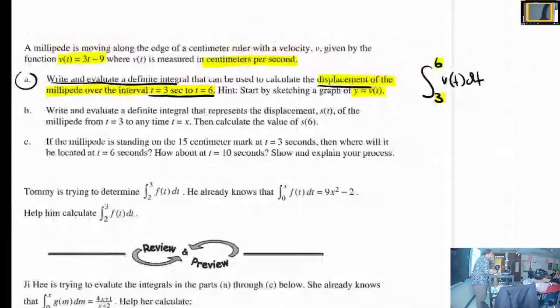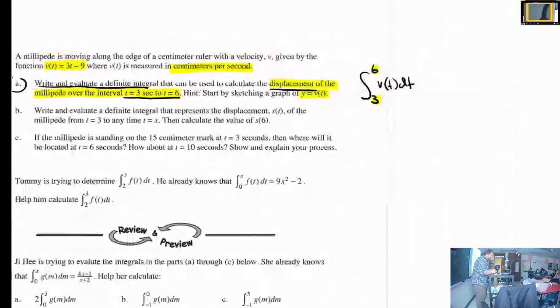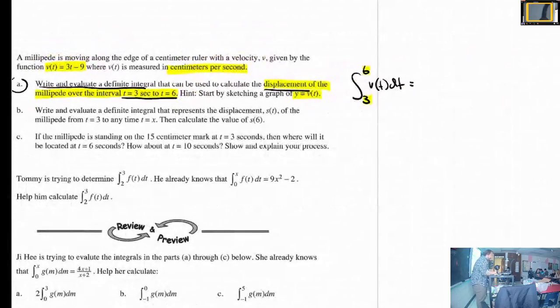We're also going to evaluate this, so let's go. Right now, again, we don't really have any tools for this other than the vague formula that's starting to form right now, but also we can do geometry. This would be the integral from 3 to 6 of 3t minus 9 dt.